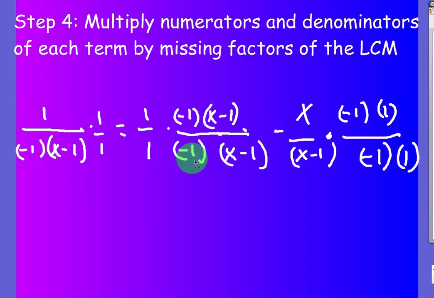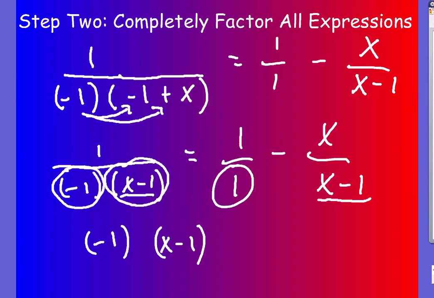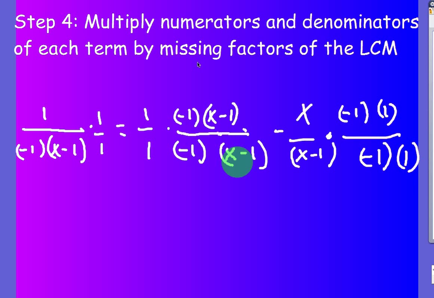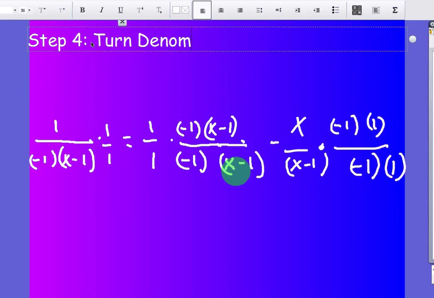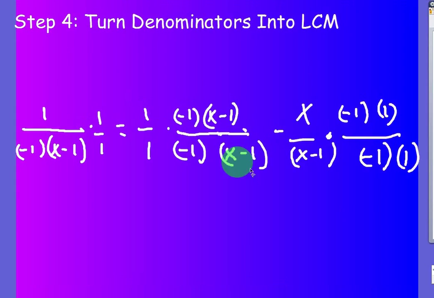The middle fraction, let's go back and see what we had here. The middle fraction is just 1, so we have to multiply it by both negative 1 and x minus 1. The right fraction doesn't have a negative 1, so we will have to multiply it by negative 1 over negative 1. So again, step 4 is to turn the denominators into the LCM, which is exactly what we're doing here. And again, on the right, you need to multiply by negative 1. You don't have to multiply by 1.